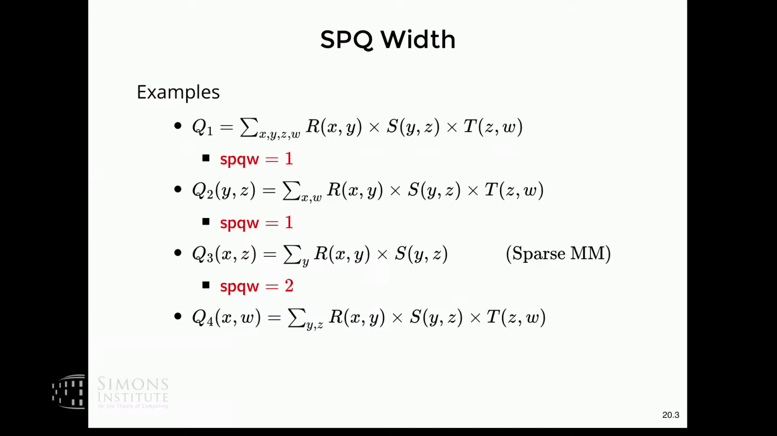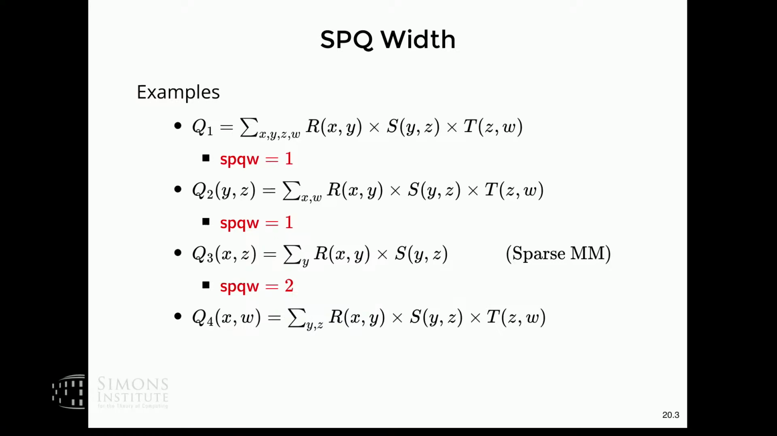By the way, there are actually better results. As I mentioned before, SPQ width is not really the state of the art. For this sparse matrix multiplication, it's possible to do it using a combinatorial algorithm in a better runtime, which is more output sensitive. But this is probably beyond the scope of this talk. If anyone is interested, I can tell you afterwards in private.